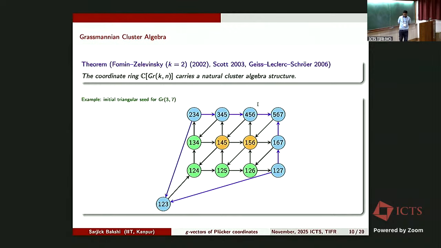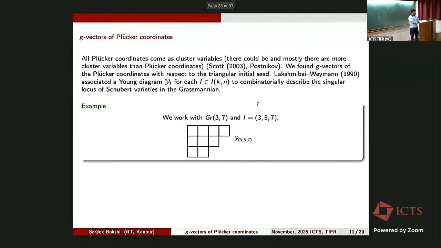First, Plücker coordinates are indeed cluster variables, which was shown by Postnikov and Scott. And this is, I believe, the Geiss-Leclerc-Schröer seed. It's mutation equivalent to the seed by Scott. As I mentioned, we are interested in the G vectors of the Plücker coordinates.